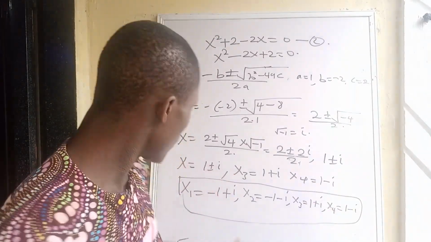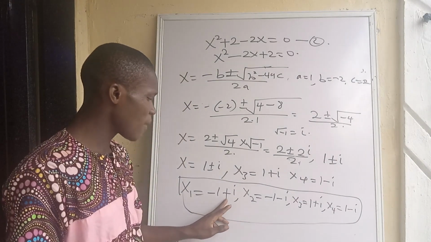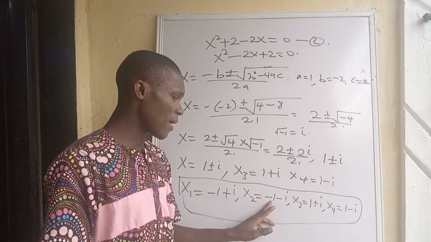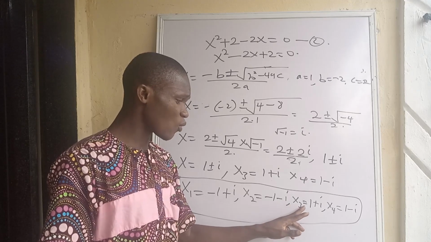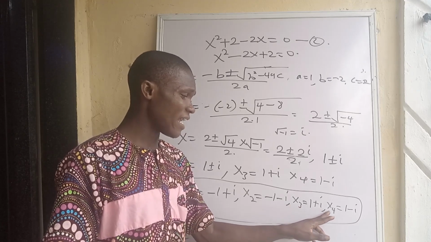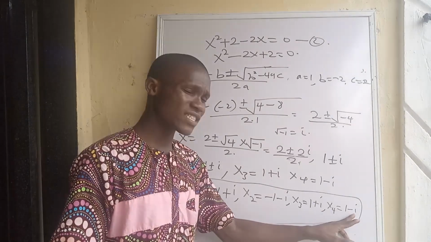Thank you. Before I go, remember our x1 is equal to minus 1 plus i, x2 is equal to minus 1 minus i, our x3 is equal to 1 plus i, and x4 is equal to 1 minus i.